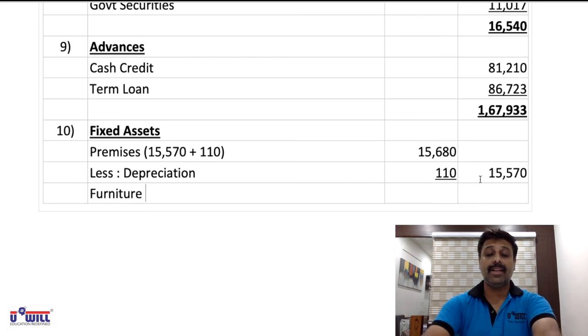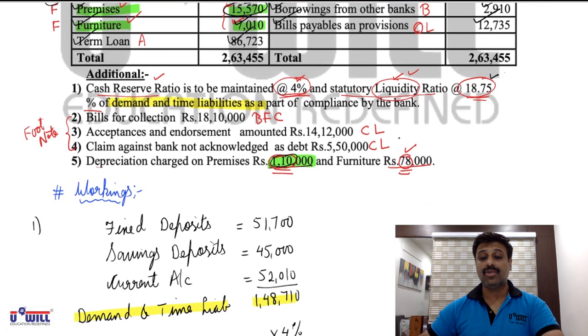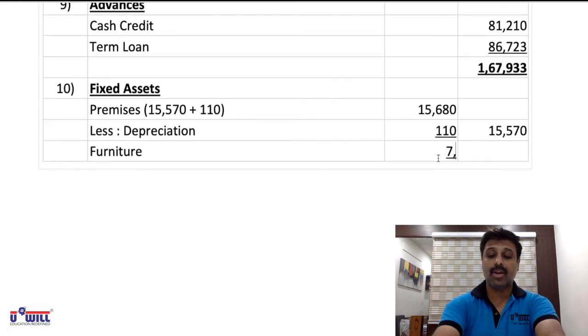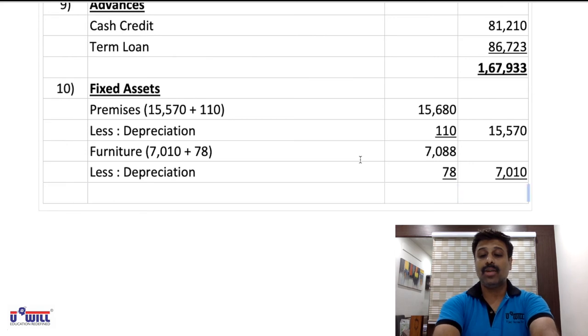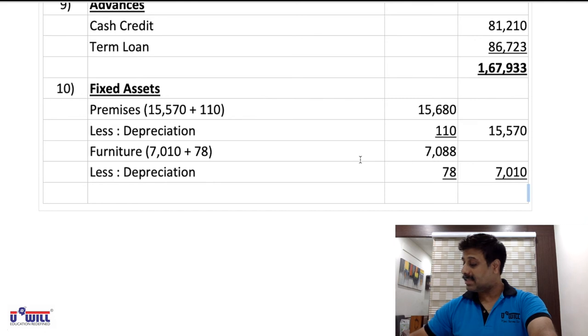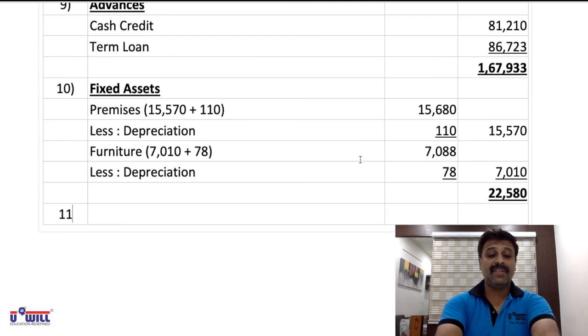And exactly the same thing we will do with furniture. Furniture is 7010, but we will not directly show 7010. First we'll show 7010 plus 78. Rupees in thousand, so 78,000 will become 78. 7010 in the inner column, in that we will add 78, 7088 in the inner column. From that you will subtract depreciation, that is 78. So in the outer column what you will get is 7010. And then total of both the items, 15570 plus 7010, total fixed assets 22580.